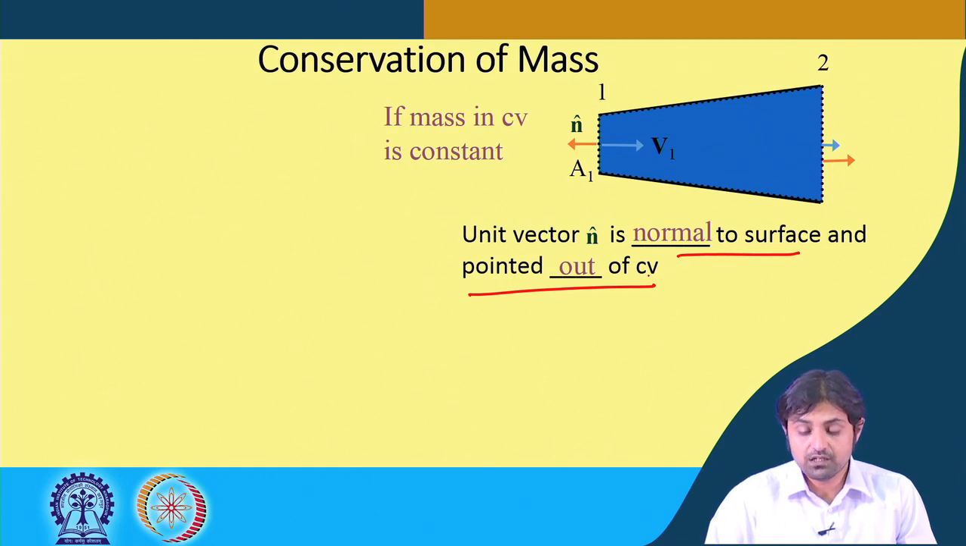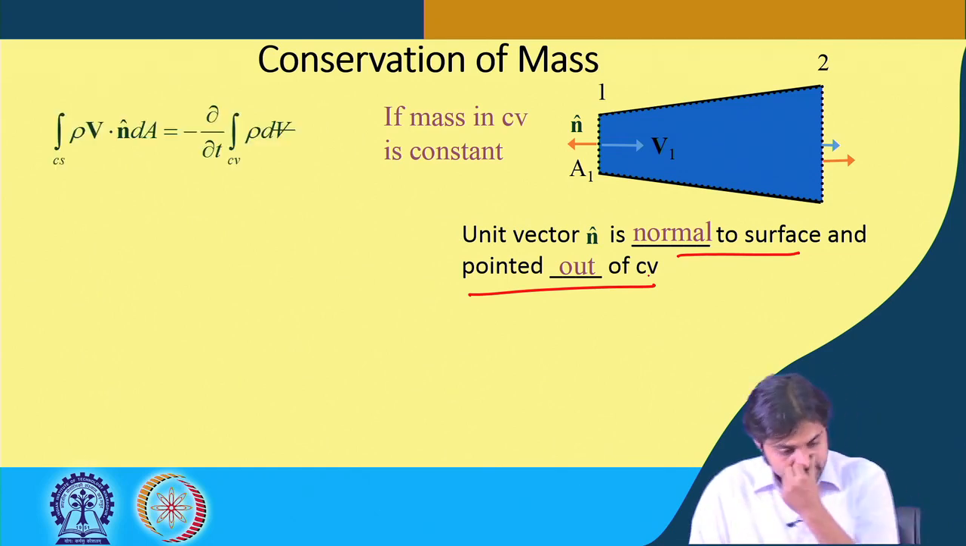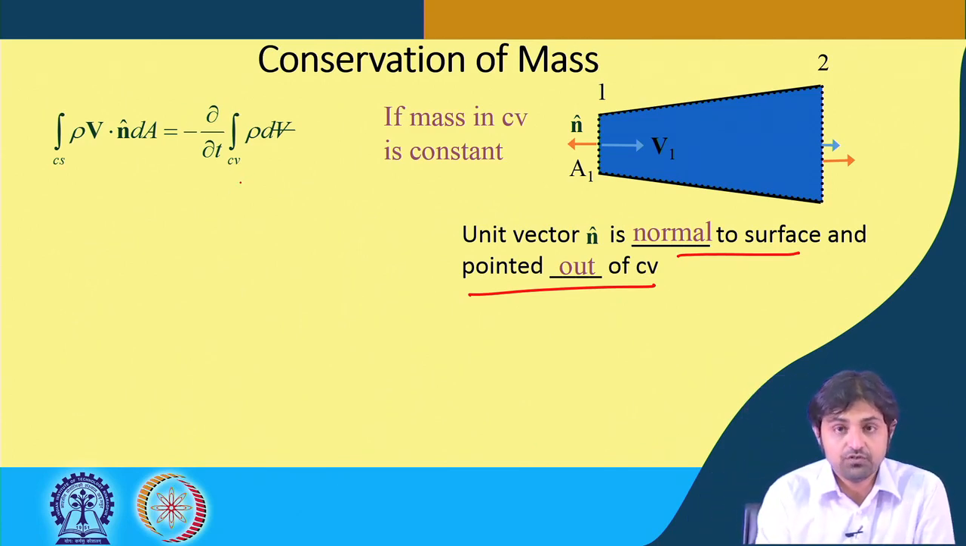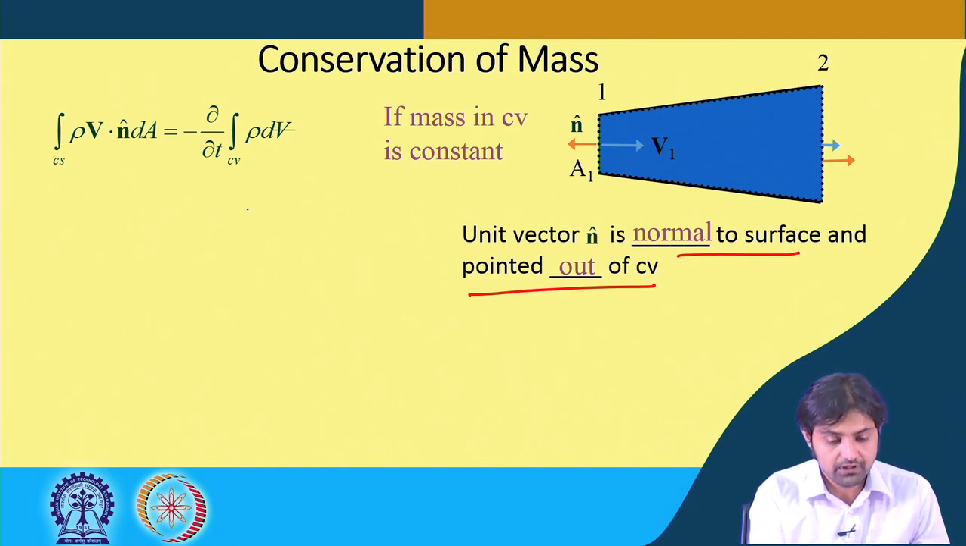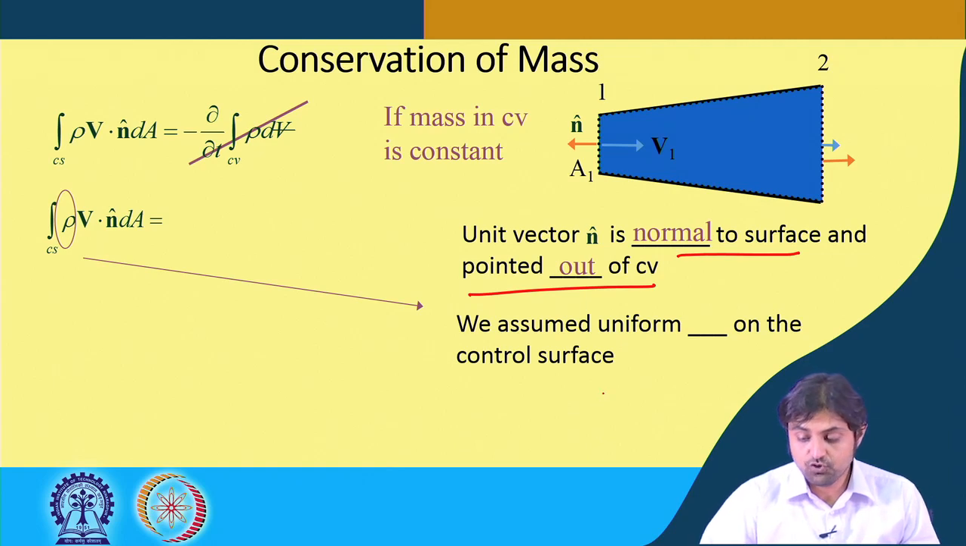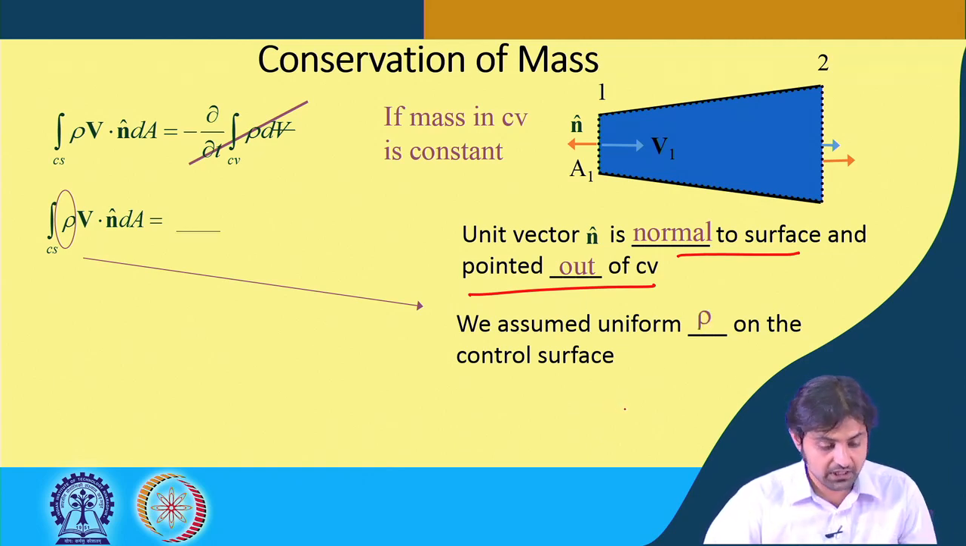So, if the mass in the control volume is constant, what we can say is that the integral of rho V dot n dA is equal to minus del by del t of the integral of rho dV, from the last slide. So, there is no rate of change of mass if we assume the mass in the control volume is constant, then this gives the integral of rho V dot n dA equal to zero. Here we assumed uniform rho on the control surface, so rho can be taken out.